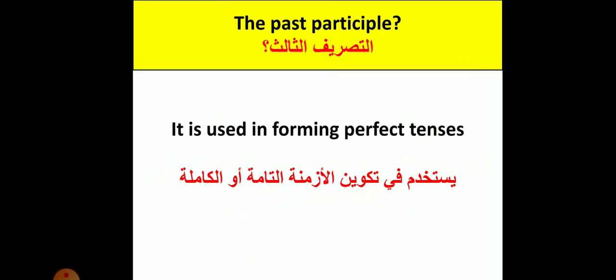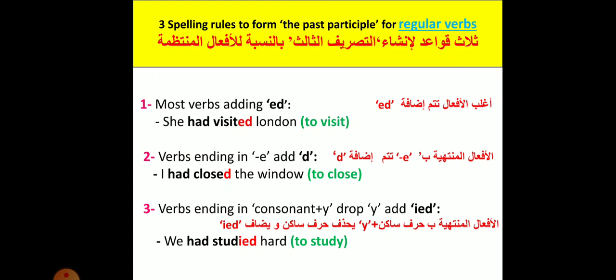The past participle. It is used in forming perfect tenses. It is only used with perfect tenses. There are 3 spelling rules to form the past participle for regular verbs. The first one, most verbs we add ed at the end of the verb.